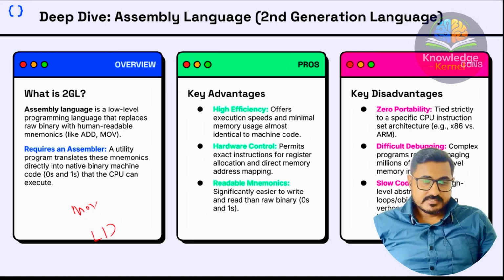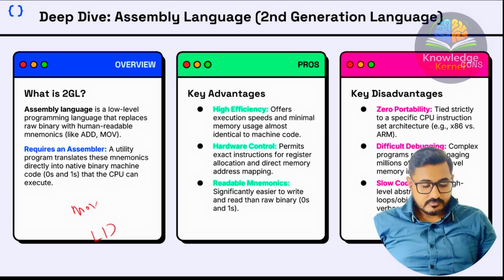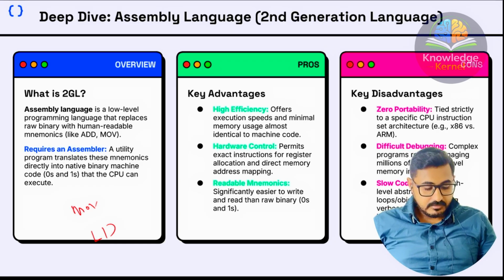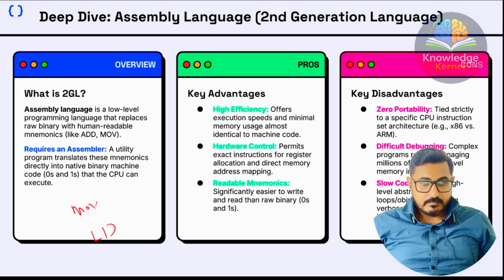But still, there are certain drawbacks for assembly language. First of all, zero portability. Since these are also designed for a particular hardware, on changing the hardware you have to rewrite the program again. That is, the program written for one architecture will not work on another architecture. Second, it is difficult to debug an assembly language program because complex programs require managing millions of hardware level memory interactions.